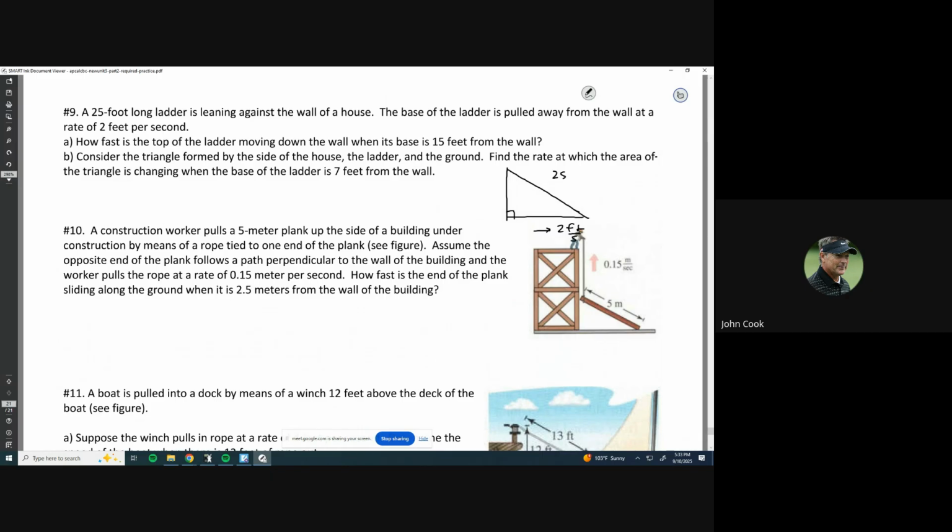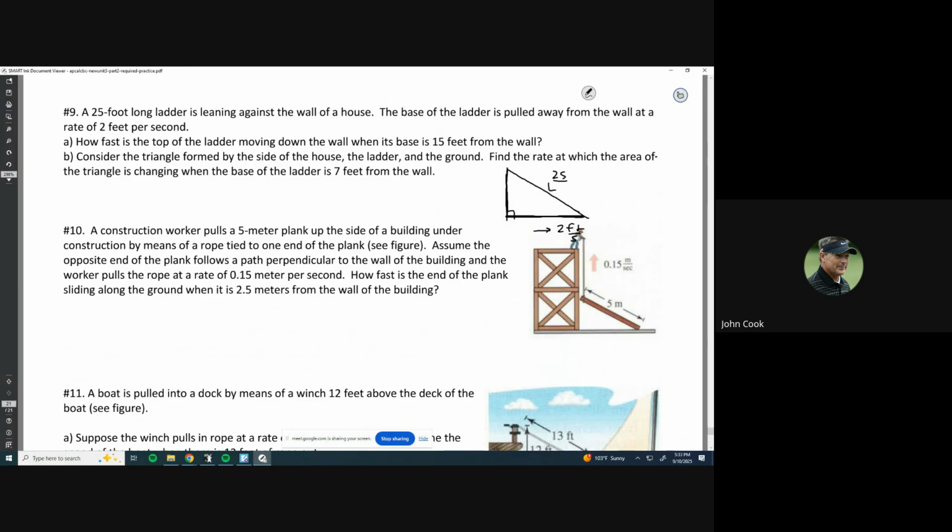So usually when I work on a problem, I always start with a diagram, and then it's asking us how fast is the top of the ladder moving down the wall when its base is 15 feet from the wall. You've probably seen this a bunch of times. Here's how I tend to do it. If I know that I have the ladder length, and I'm looking for some length up the wall and away from the wall, I usually make variables for all those values.